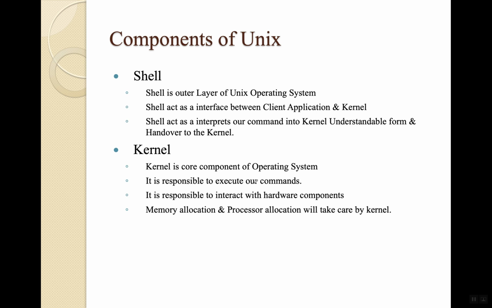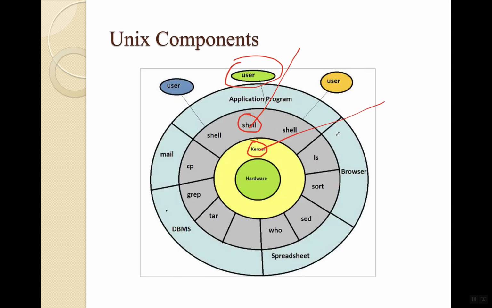What it will do exactly is, if you write any command, it will check whether it is valid or not. If it is valid, it will convert it into a kernel understandable form, like a machine language form, and hand it over to the kernel. So these shell commands are copy command, grep command, tar, who. These are all the shell commands. Once you write, instead of the copy command, "my name is Bhaskar", then it will say this command is not a valid command. If it is a valid command, then it will hand over to the kernel.